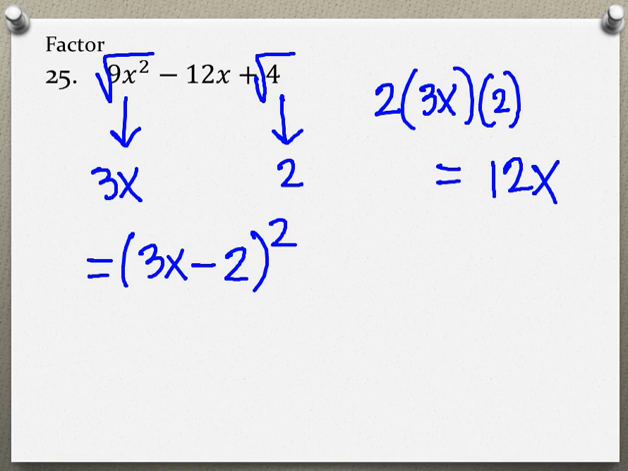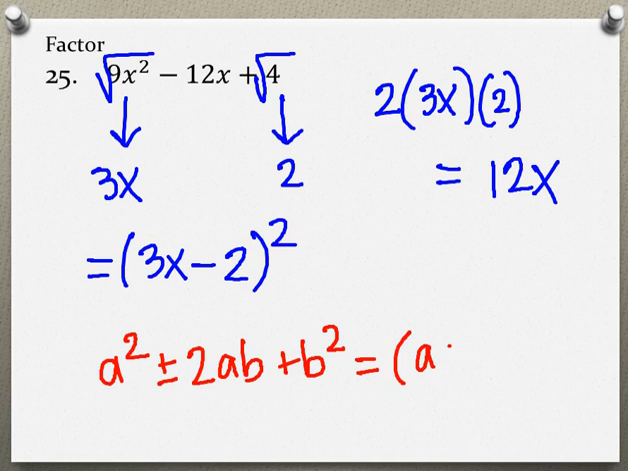Because what's happening is that the pattern is a squared plus or minus, depending on the polynomial, 2ab plus b squared. And so if it follows that pattern, then we can factor it by just saying a plus or minus, depending on the polynomial, b squared. So a in this case is 3x, and b in this case is 2.